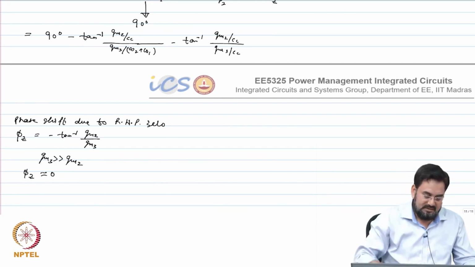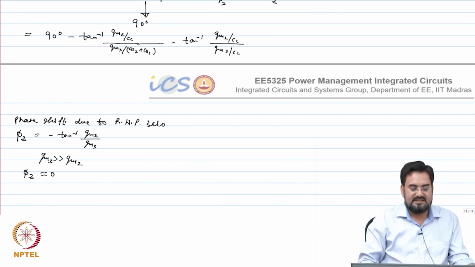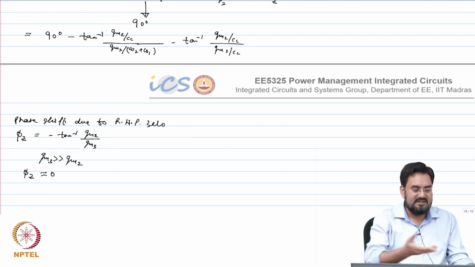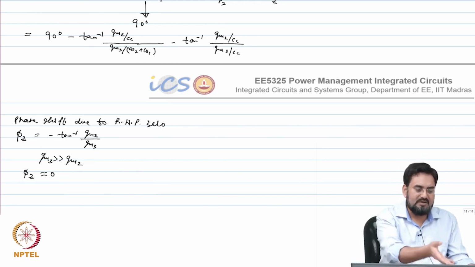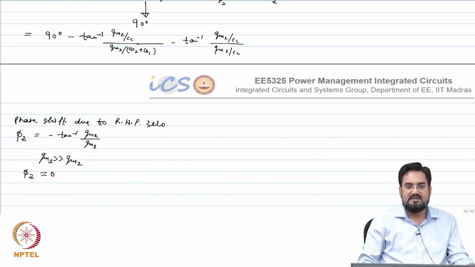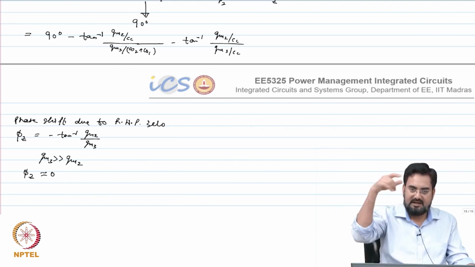But ensuring this is not easy. The reason is, at higher load current obviously this GM3 will be very large, so you will not see the effect of the right half plane 0. But at very light load, let us say 0 load, it is quite possible that your output stage GM may be less than your input stage GM. In that case, your right half plane 0 will kick in and start reducing your phase margin. So, that is why we always prefer to get rid of this by adding that series resistor.